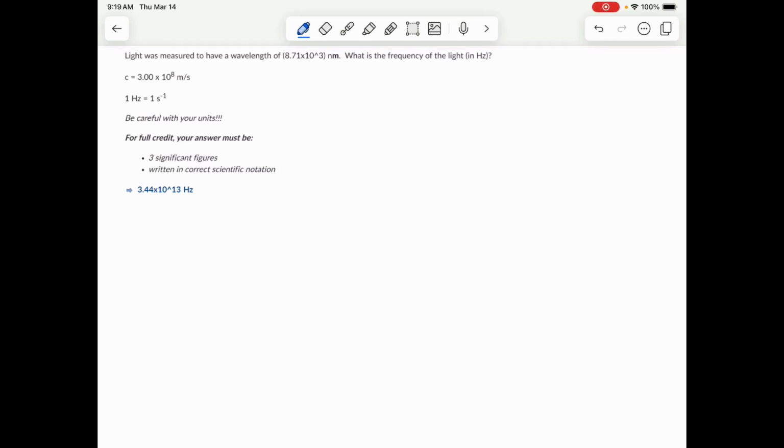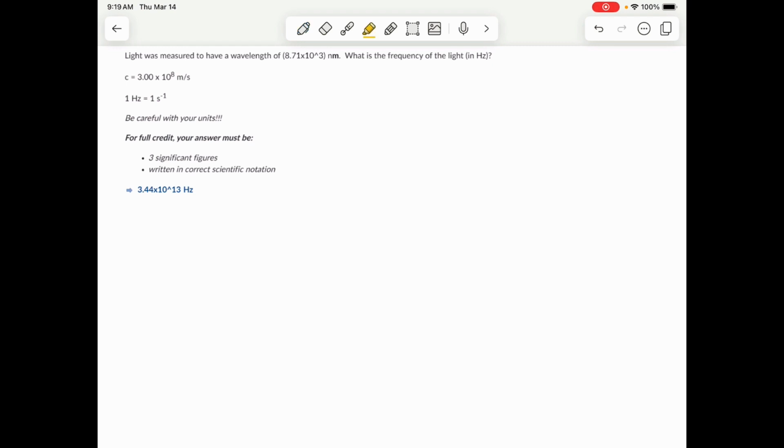Okay, this is a question from chapter 3, but it's in our chapter 4 homework. This is question number 24 on your homework 1 assignment. Light was measured to have a wavelength of, and your number may be different. What is the frequency of the light in hertz? And you are to put your answer in scientific notation.